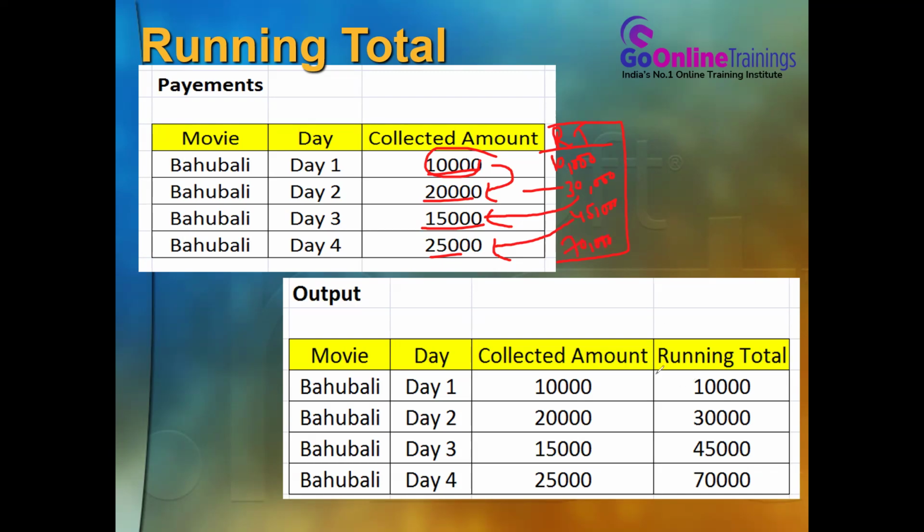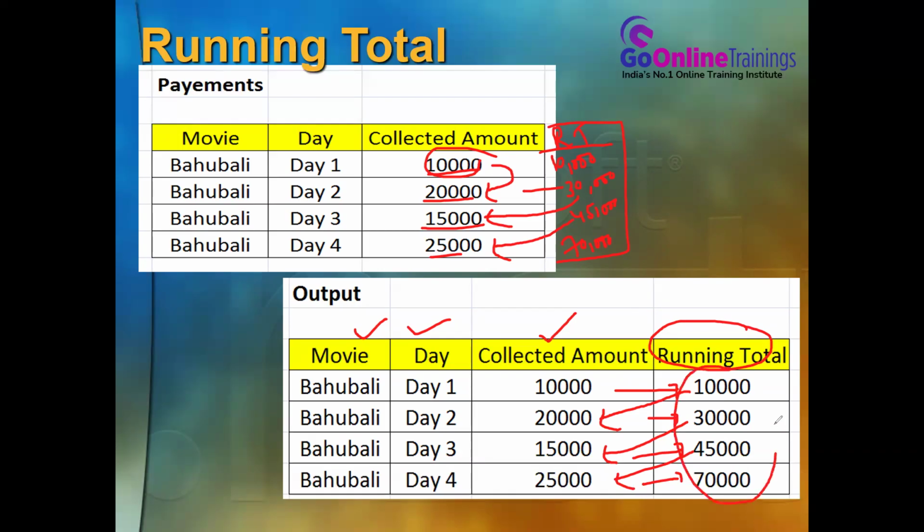Like that, you have to get not only the collected amount, this is original data, this is what is called running total. Day 1, 10,000 rupees. Day 2, this 10,000 rupees plus this 20, that is 30. 30,000 rupees plus 15,000 rupees, this is 45. 45 plus 25, it will be 70.